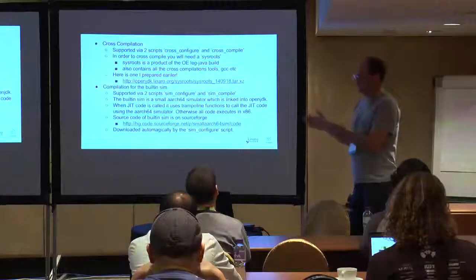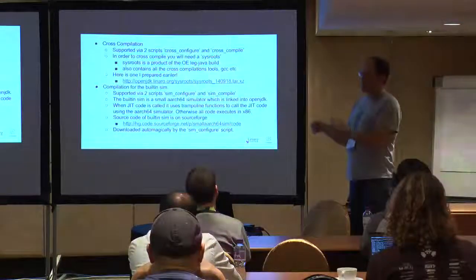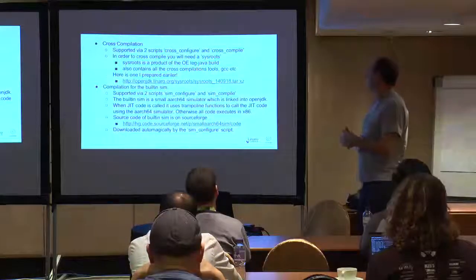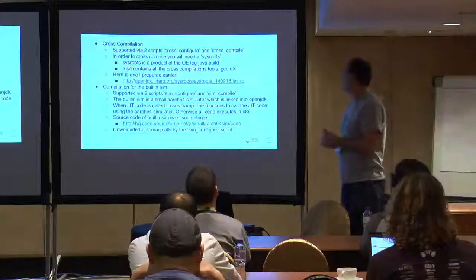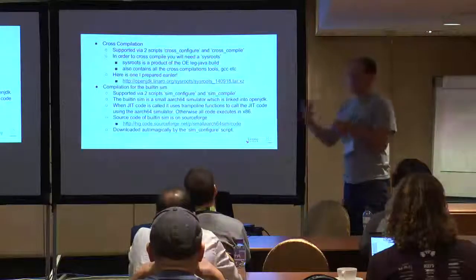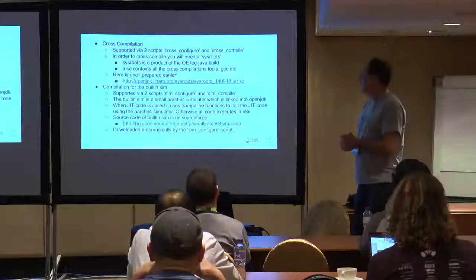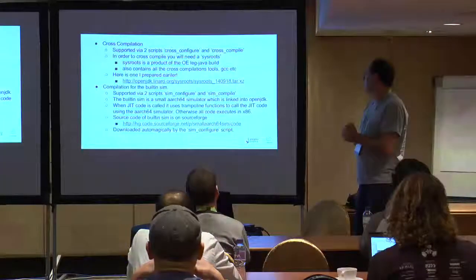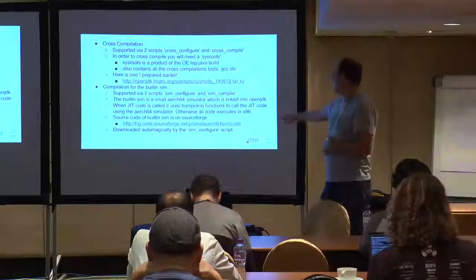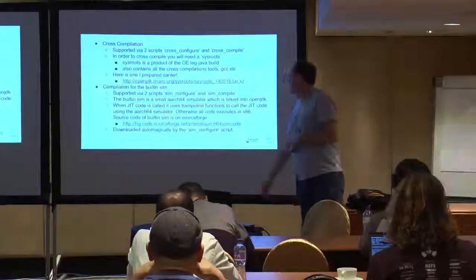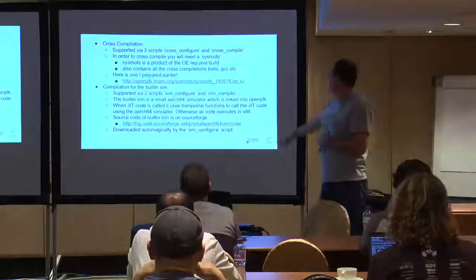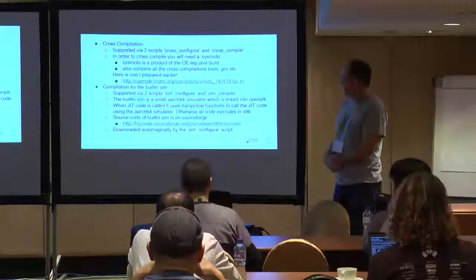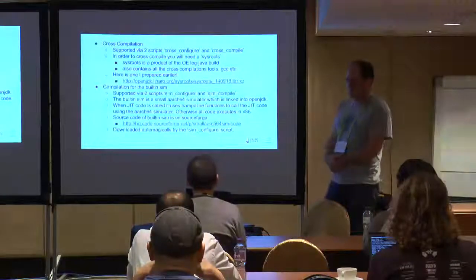Then if that ARM code makes a call out to the runtime, there's another trampoline function which calls the x86 code. And this is very convenient for rapid development of code, because it means you can just run everything on your PC and make changes to the JIT without having to copy it over onto a board somewhere in the lab. The source code of that simulator is available on SourceForge at that URL. If you just run this script, it will automatically download the source as part of the build.